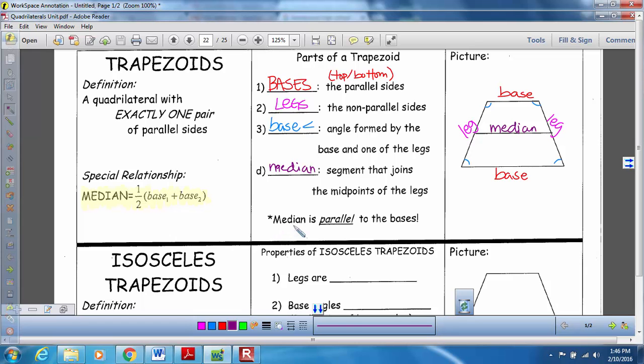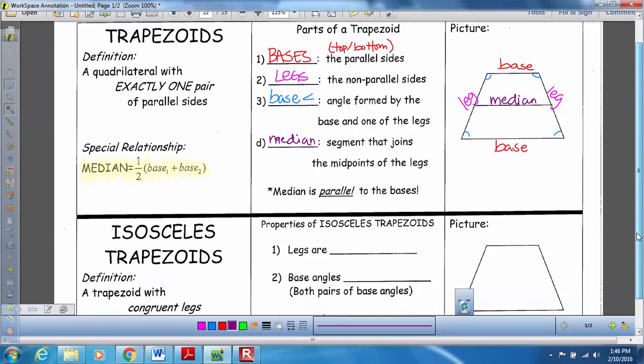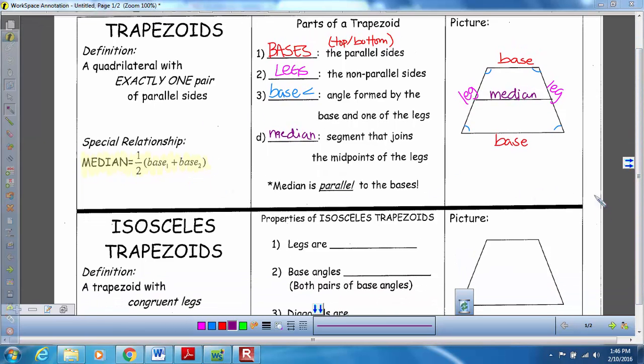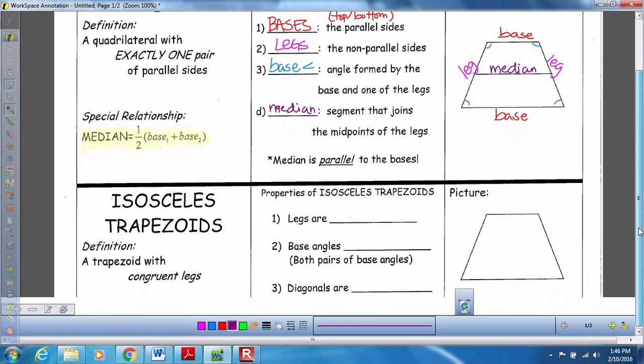I want to note that the median is parallel to the bases. So the median, this base, and this base, all of those are parallel. And what this is saying right here is that this median piece is equal to half of this base plus this base. You'll need that to solve later in the lesson.